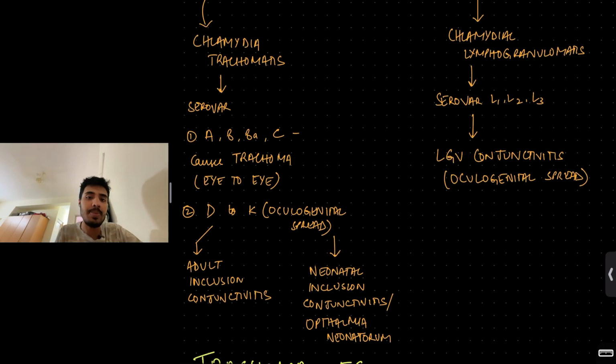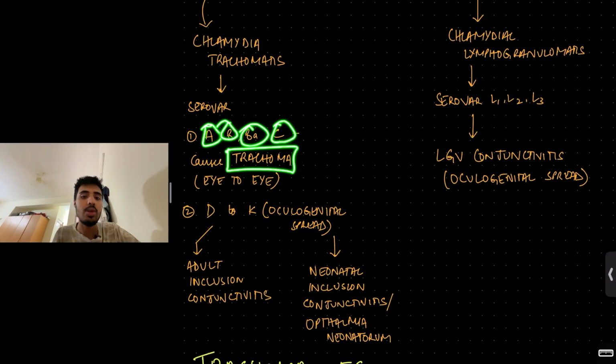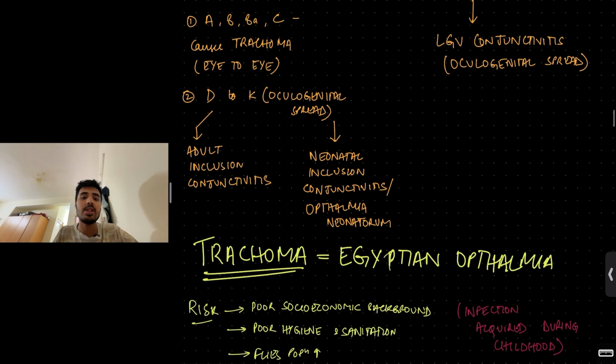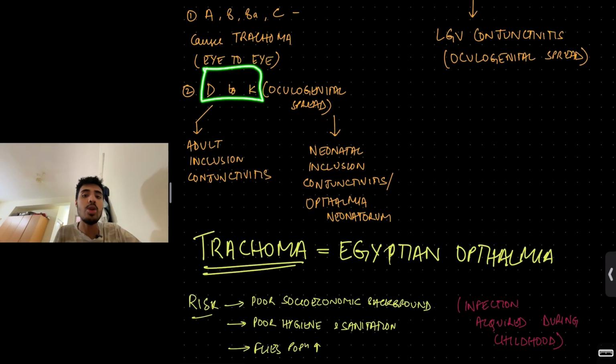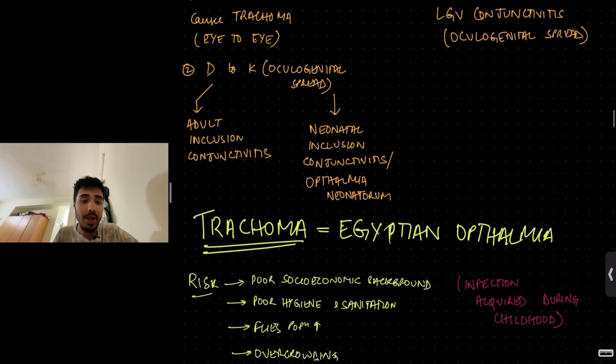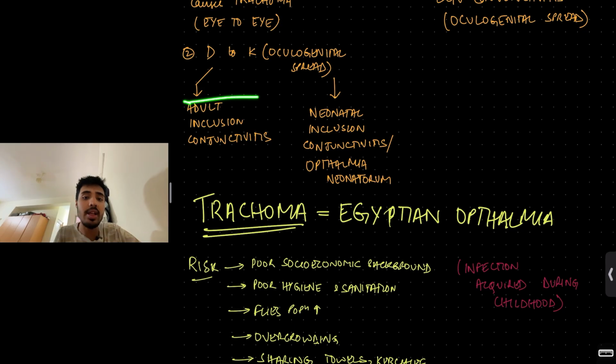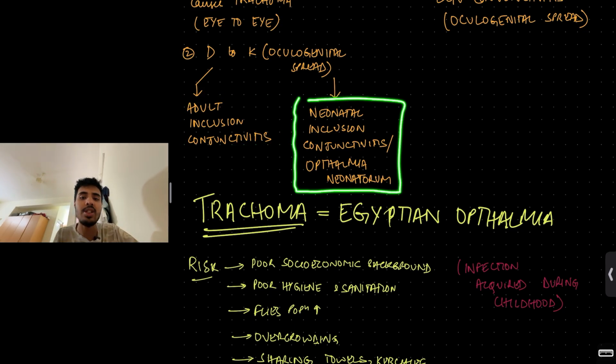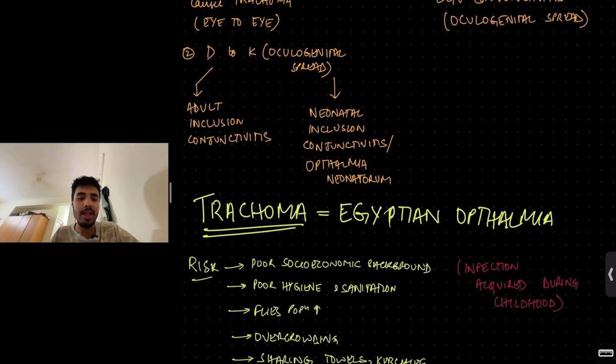Then you have another species, the main one, Chlamydia trachomatis. Under this, serovar A, B, BA, and C, they cause trachoma. Now, trachoma has eye to eye transmission, no genital involvement. Serovar D to K shows oculogenital spread once again. In adults it causes adult inclusion conjunctivitis. In neonates it causes neonatal inclusion conjunctivitis, also known as ophthalmia neonatorum.